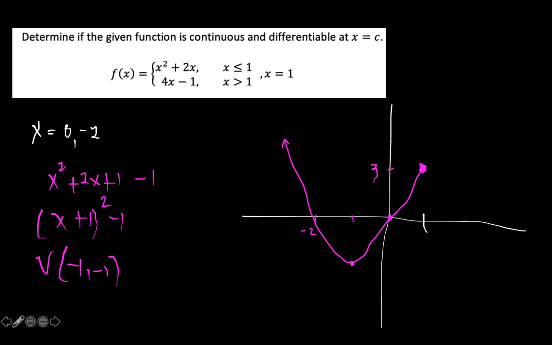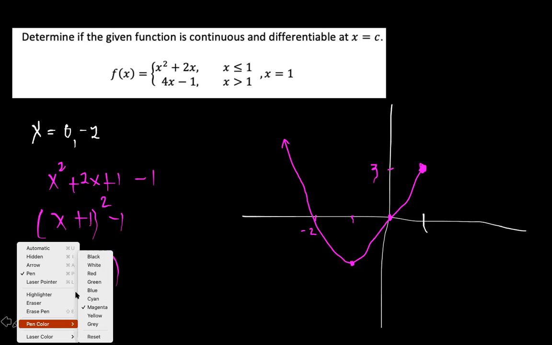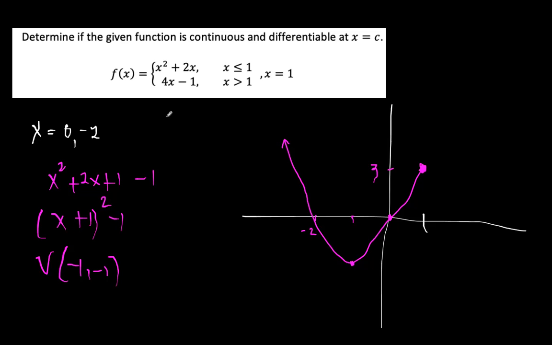And let's work on the next function. Let's sketch its graph. So let's make use of cyan. Let's try this one. For 4x minus 1, when x is greater than 1. So when x is equal to 1, it's 3. Yeah, it's 3. And it's hollow. And its slope is up, right? Something like this.